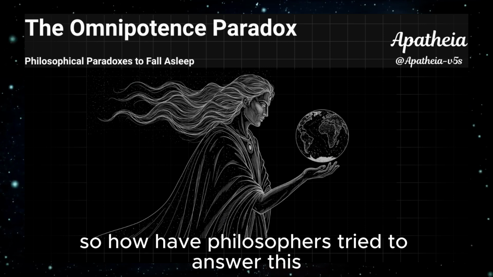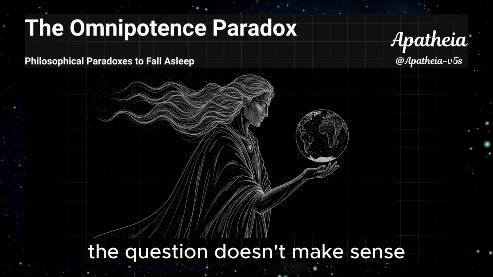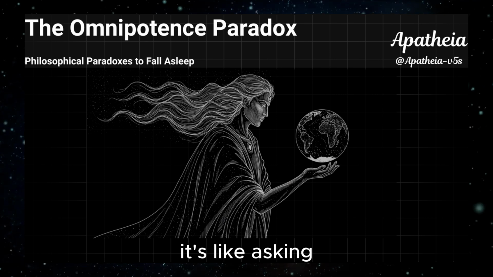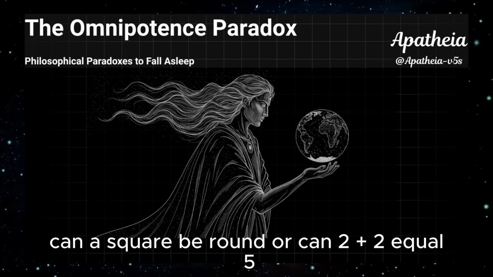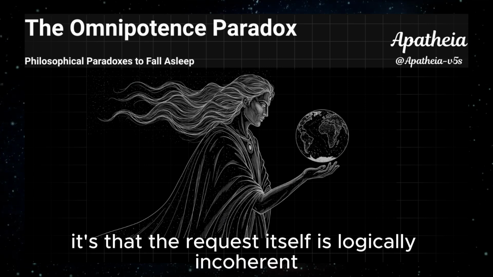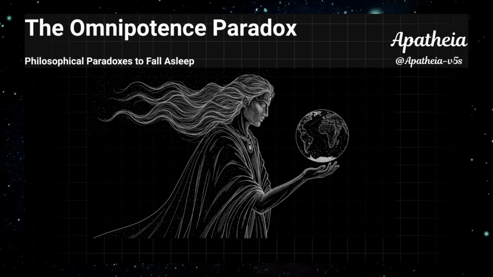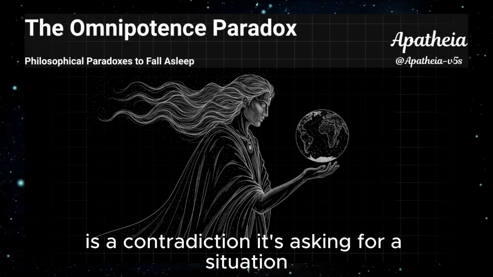So how have philosophers tried to answer this? One common approach is to say, the question doesn't make sense. It's like asking, can a square be round? Or can 2 + 2 = 5? It's not that the being lacks power. It's that the request itself is logically incoherent. Creating a stone that an all-powerful being can't lift is a contradiction.